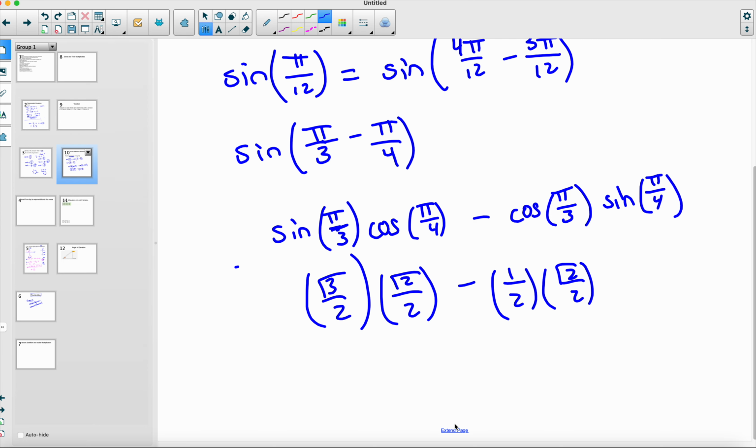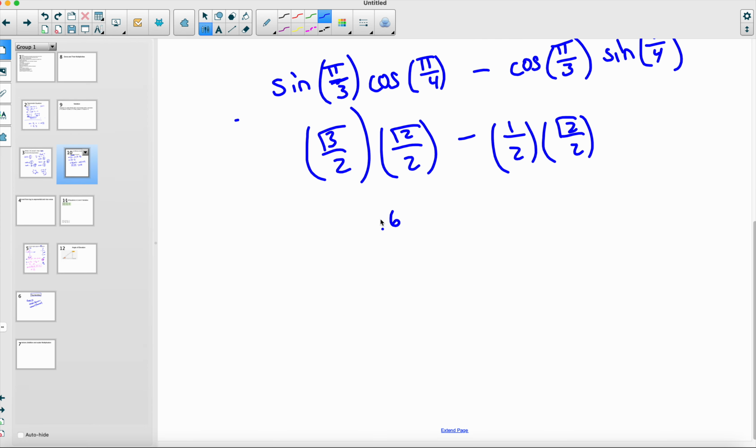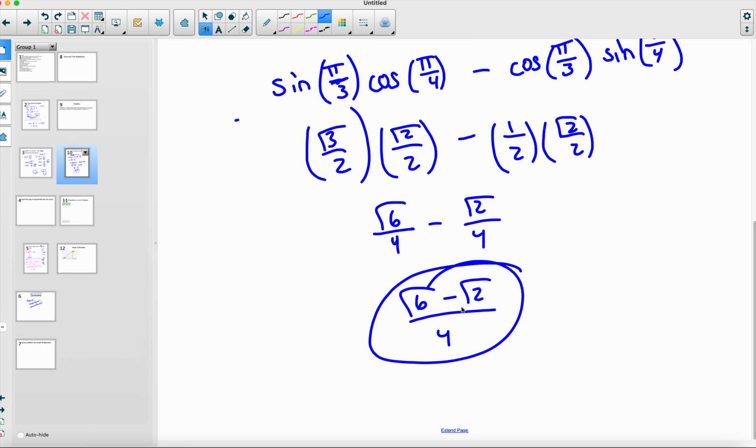And then we just simplify. Square root of 3 times square root of 2 is square root of 6. 2 times 2 is 4. And then I have a common denominator. I can rewrite this as square root of 6 minus square root of 2 all over 4. And this is the exact representation of that solution.